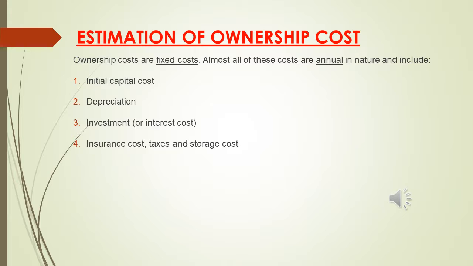First one is initial capital cost. Second one is depreciation. Depreciation is the reduction in the value of that equipment, and initial cost is how much the cost is initially. And then there is investment, also called interest cost. Then we will study insurance cost, taxes and storage cost. We'll go through this one by one.